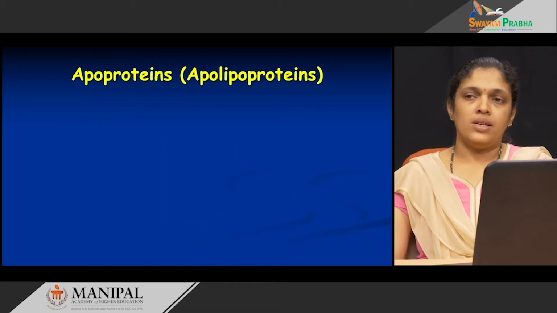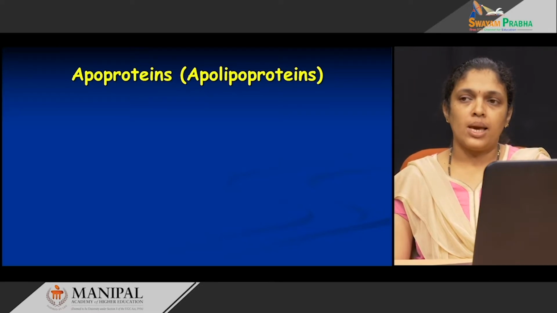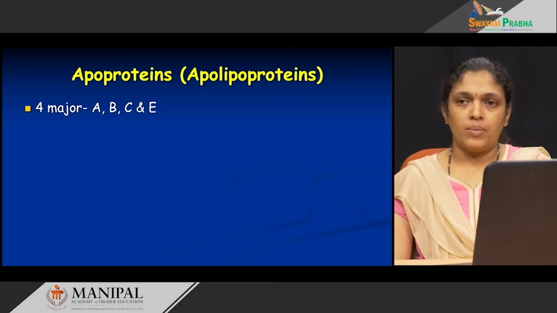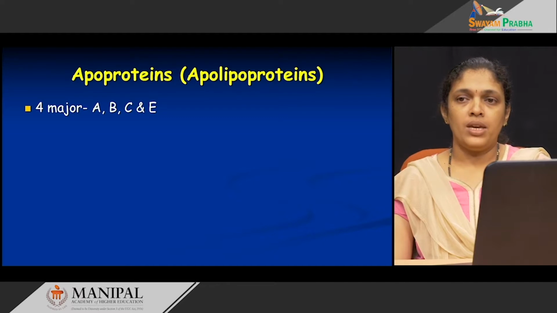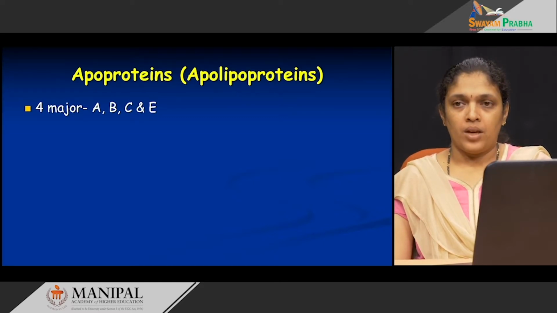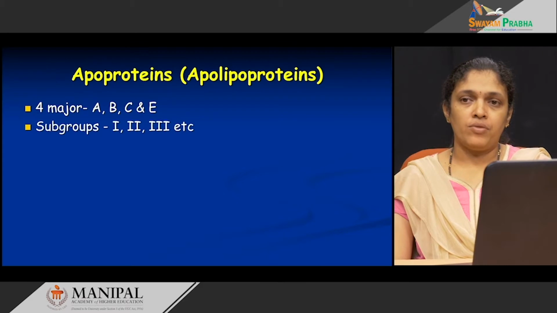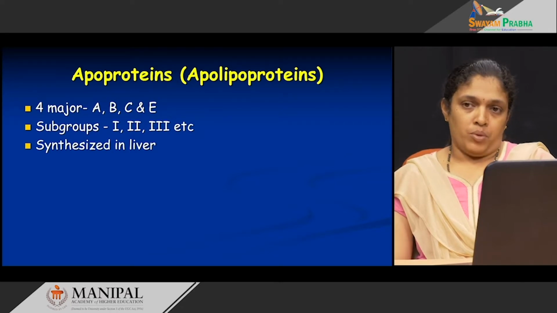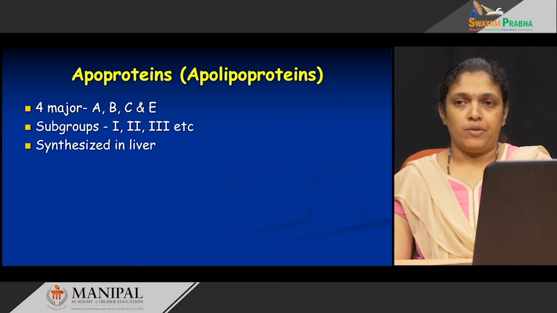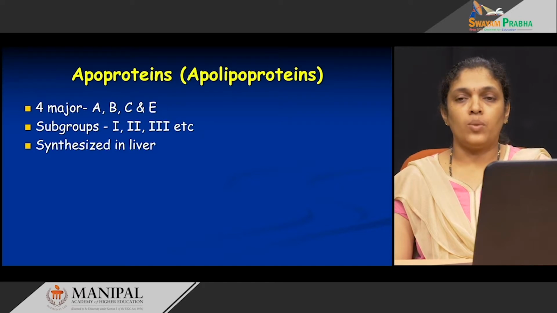Now, let us see what these apolipoproteins are. There are many types of apolipoproteins. Out of them, there are 4 major types: ApoA, ApoB, ApoC and ApoE. These major groups have further subgroups, like ApoA1, ApoA2, ApoA3, etc. These are the subtypes of these apolipoproteins. Basically, these apolipoproteins are proteins, and they are synthesized in the liver. The liver is the major site where they are synthesized.